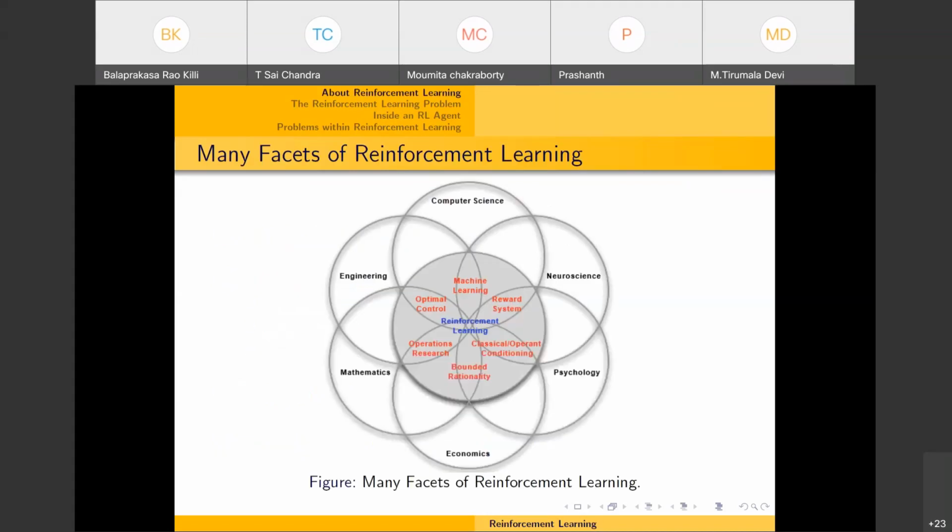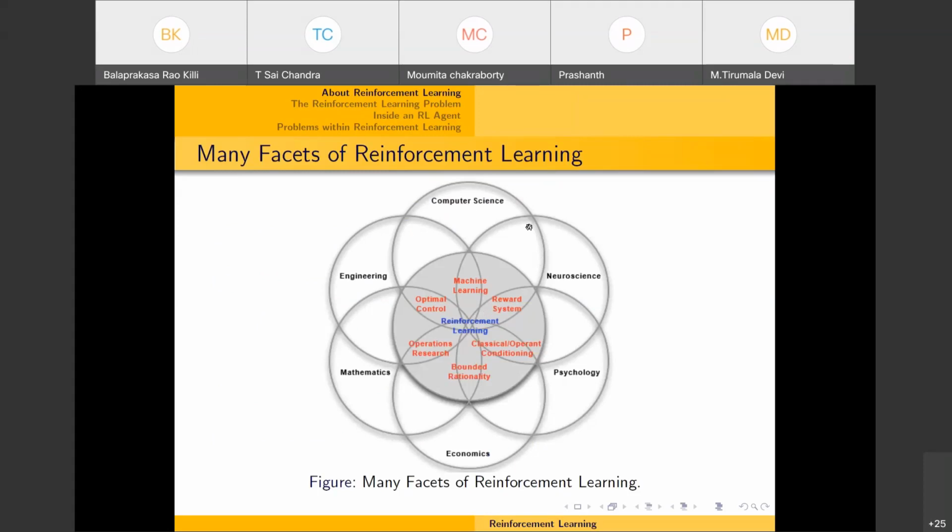So if you see this Venn diagram, you can observe that reinforcement learning, which was highlighted in blue, was at the center of all these circles. So what are these circles? These circles are different fields of science and engineering. Let us say this circle. Can you see my screen, right? My arrow, this one, mouse pointer.